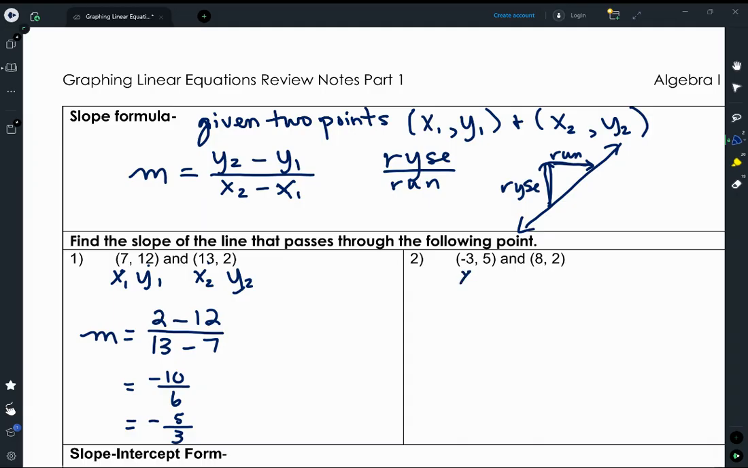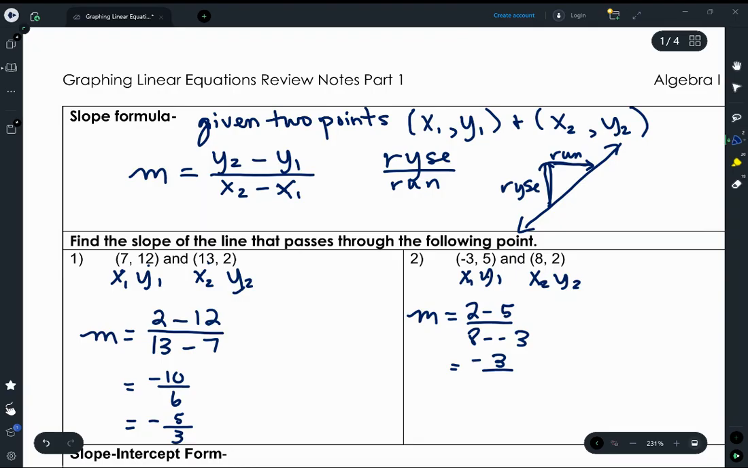So next one, same strategy, x1, y1, x2, y2. This should be something you already know. This shouldn't be brand new, but it is nice to have that review and have someone remind you of things and reactivate things in your brain that you might have forgotten. So y2 minus y1 is 2 minus 5. x2 minus x1 is going to be 8 minus negative 3, and if I have a minus negative, remember that means we are adding here. So divided by 11, and that's my slope on the second one.